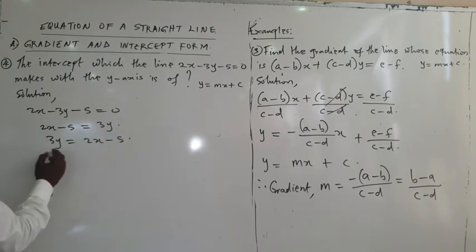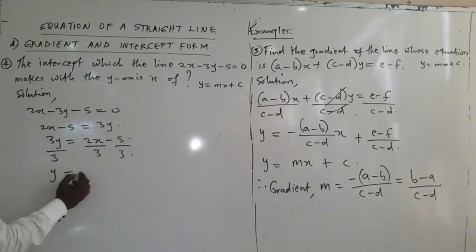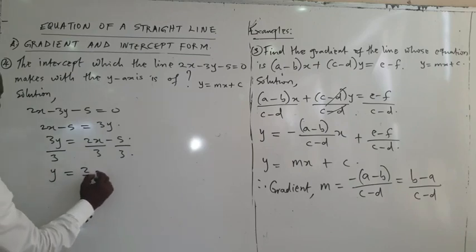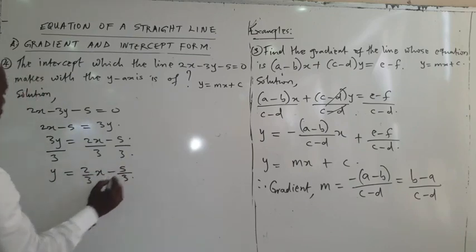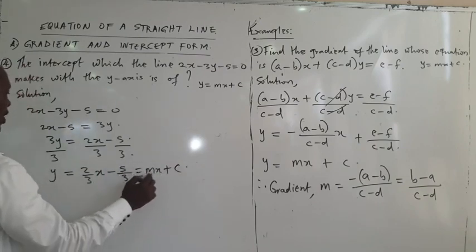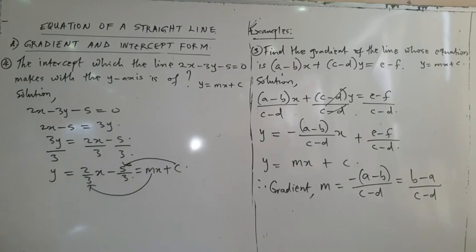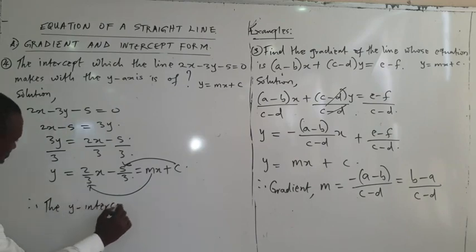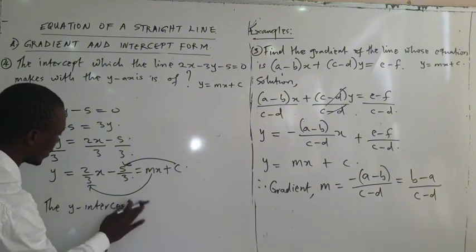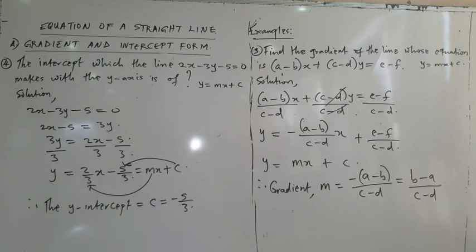Then divide through by what? Divide through by 3. So y equals 2 over 3 x minus 5 over 3. If you now compare this with mx plus c, it means the gradient is 2 over 3, while the y-intercept is minus 5 over 3. Therefore, the y-intercept is equal to c, which is equal to minus 5 over 3. So that's what we are looking for.